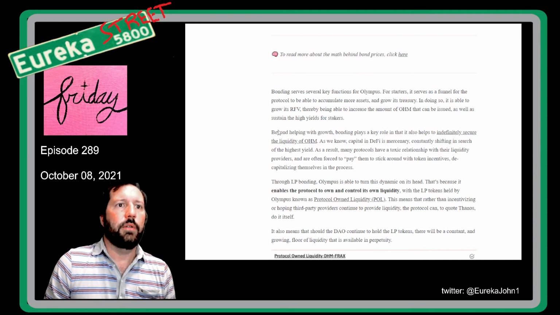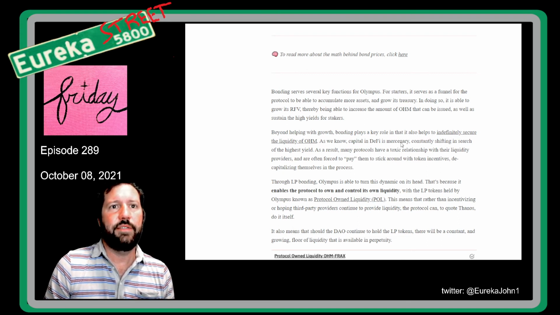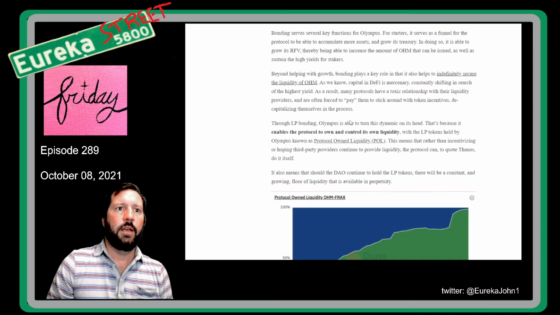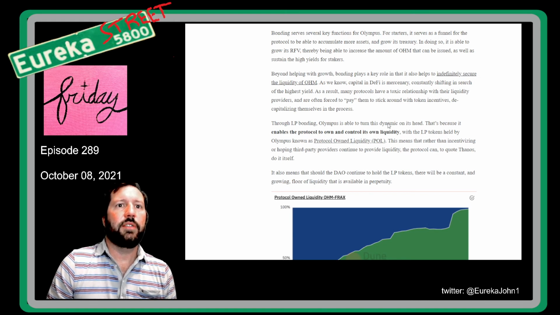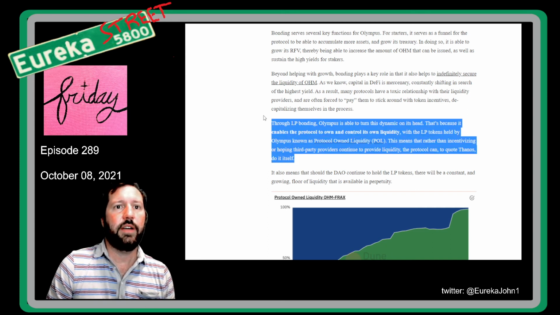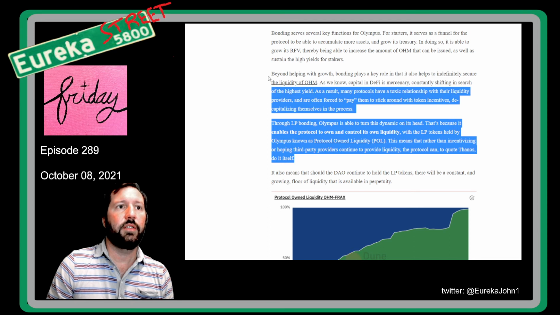By helping bond with growth, bonding plays a key role. It also helps to indefinitely secure the liquidity of OHM. As we know, capital in DeFi is mercenary, constantly shifting in search of the highest yield. As a result, many protocols have a toxic relationship with their liquidity providers and are often forced to pay them to stick around with token incentives, decapitalizing them in the process. Through liquidity pool bonding, Olympus is able to turn this dynamic on its head. That's because it enables the protocol to own and control its own liquidity. With the liquidity pool tokens held by Olympus, known as protocol-owned liquidity, this means that rather than incentivizing or hoping third-party providers continue to provide liquidity, the protocol can, to quote Thanos, do it itself.